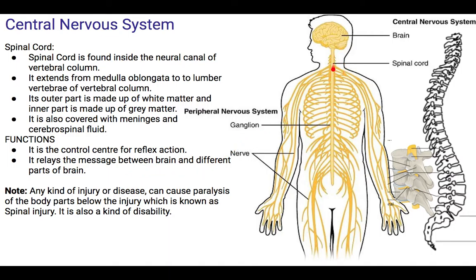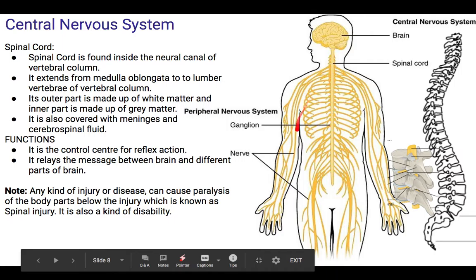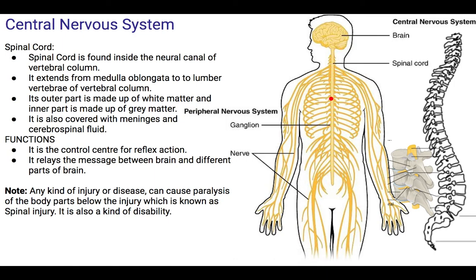The spinal cord also acts as a bridge to relay messages between the brain and different parts of the body through the nerves. So if the spinal cord is injured or gets a disease, then the part of the body just below where the spinal cord is damaged is all paralyzed. Suppose a person's spinal cord is damaged here because of an accident, injury or disease, then from here down, the legs and hands, nothing will move.